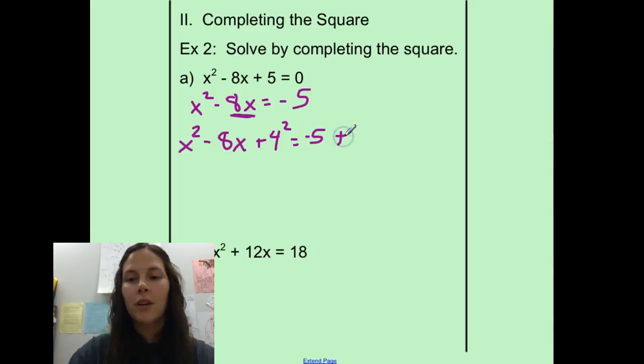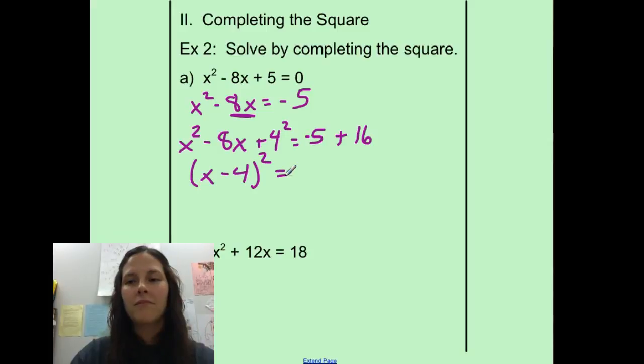So 4 squared is 16. I'll expand that on my right-hand side. And now thinking about on the left-hand side, what multiplies to 16 and adds to negative 8 would be a negative 4 and a negative 4. So we can rewrite that as a binomial squared. On the right-hand side, combining our like terms, we get 11. Now we can solve by undoing.